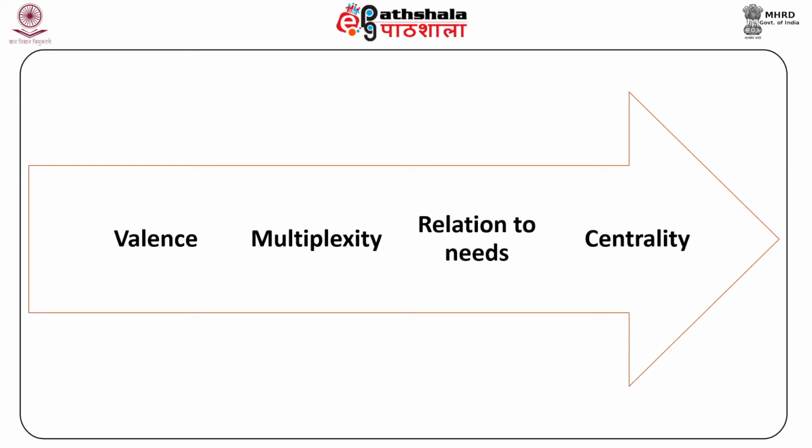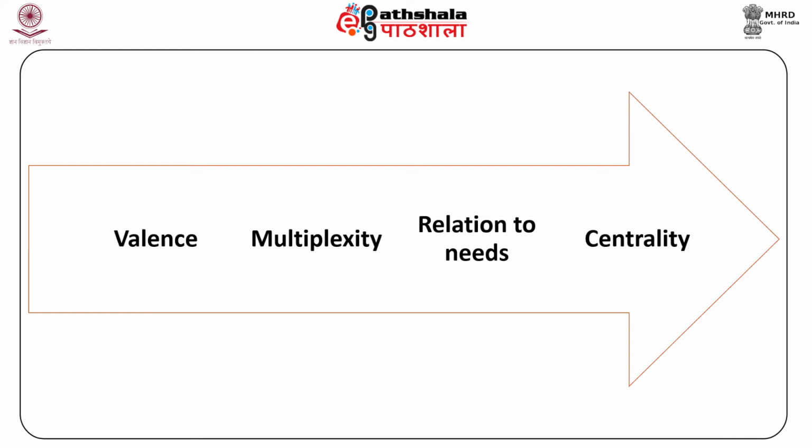Second, multiplicity. Multiplicity refers to the number of elements that constitute an attitude. For example, one student may just show interest in studies. On the other hand, other students may show interest in several things like studies, games, and dramatics.